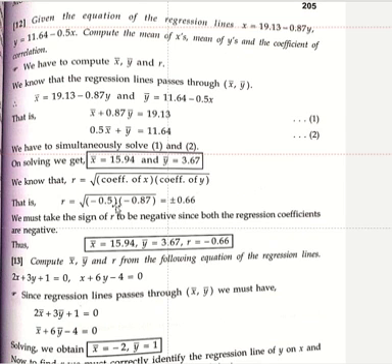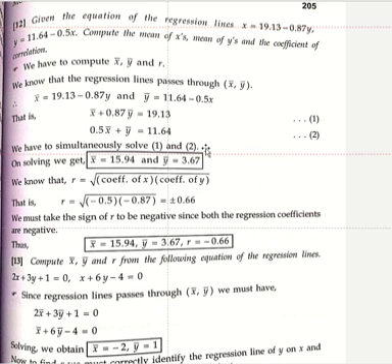Here the coefficient of x and the coefficient of y are both negative. We must take the sign of r to be negative, since both the regression coefficients are negative. Therefore x bar is equal to 15.94 and y bar is equal to 3.67. What is r? r is minus 0.66.